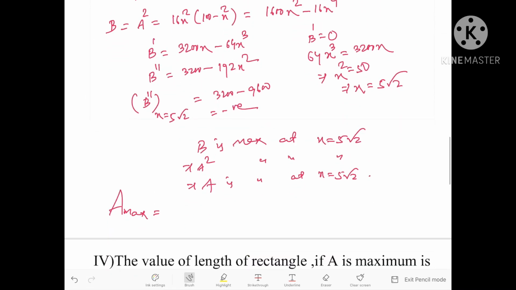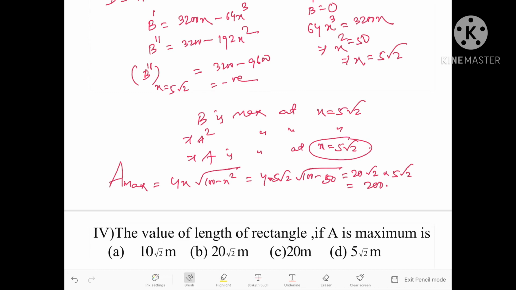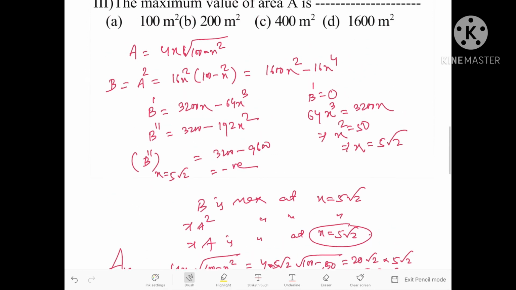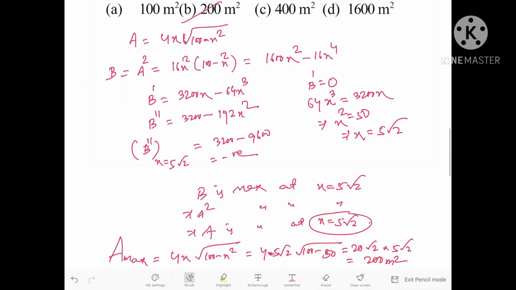So we have to find the maximum value of the area A. And A is nothing but our 4x into square root of 100 minus x square. Put in the point where the area is maximum, that is 5 root 2. So 4 into 5 root 2, into square root of 100 minus 5 root 2 square, which is 50. If you calculate this, you will get 20 root 2 into 5 root 2, means 200. So maximum area will be 200 square meter, means B will be the correct option.